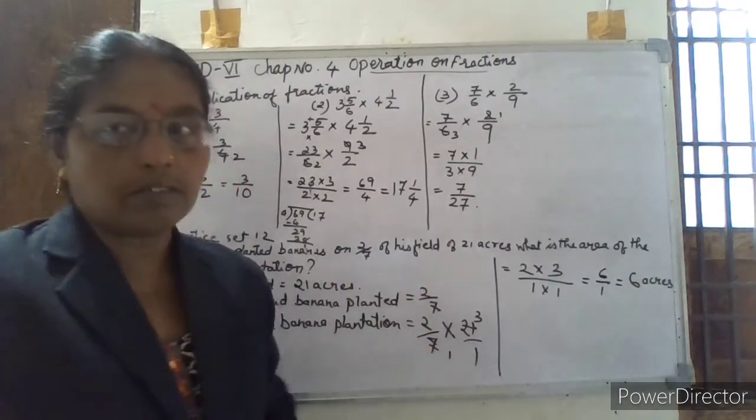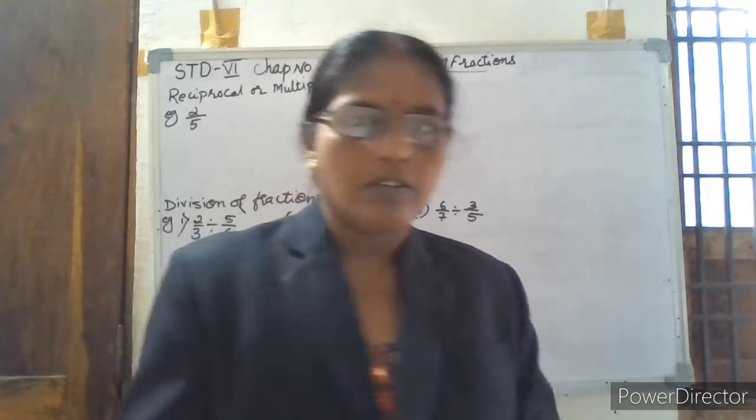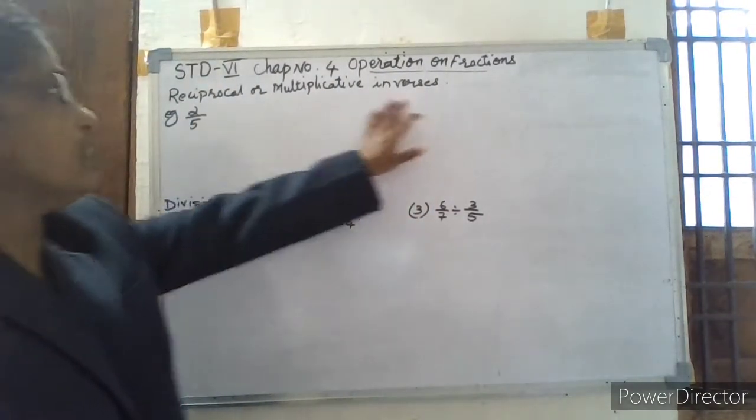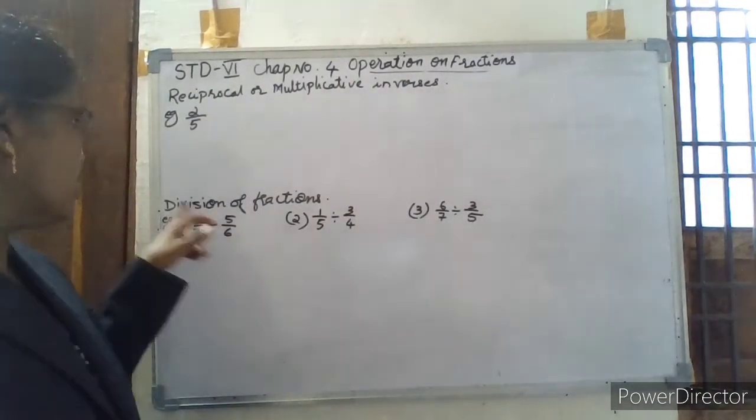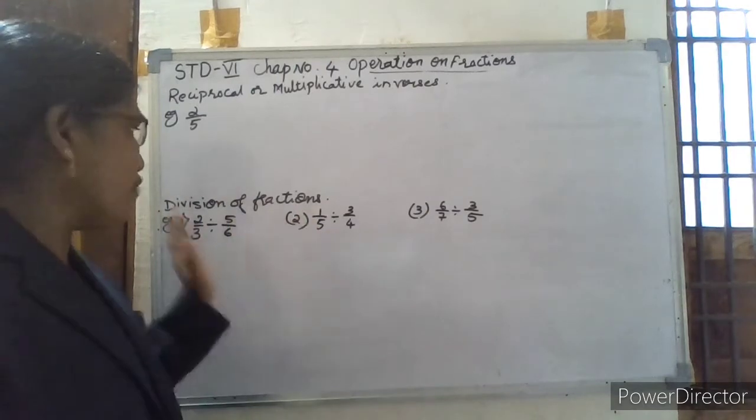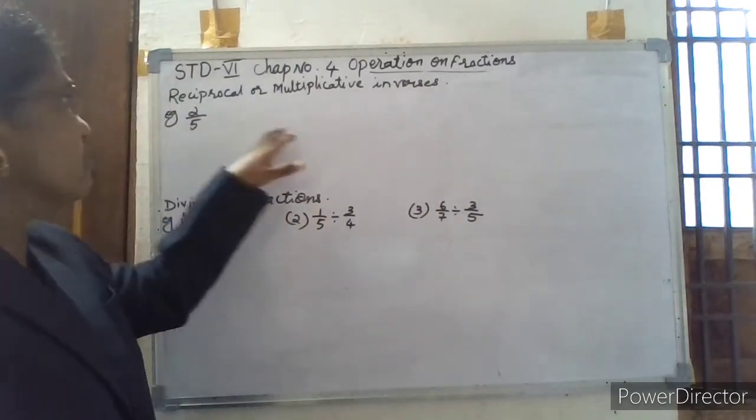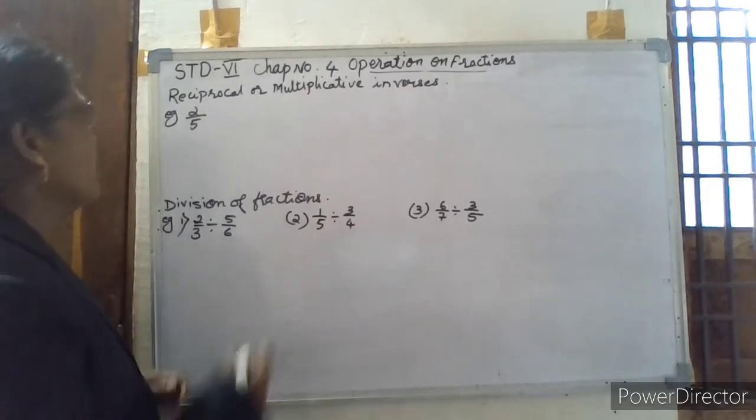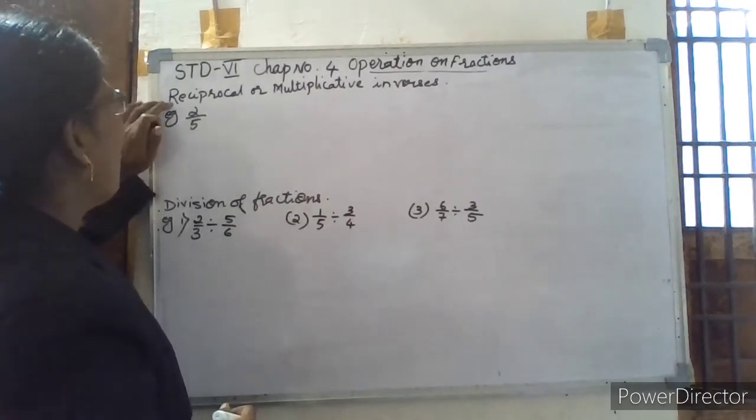So these are the last two topics: reciprocal or the multiplicative inverse, and division. The next topic is division of fractions. This is the last topic of the chapter. All the exercises you have to complete, complete the homework and complete the full chapter. Now see what is reciprocal, also called the multiplicative inverse.